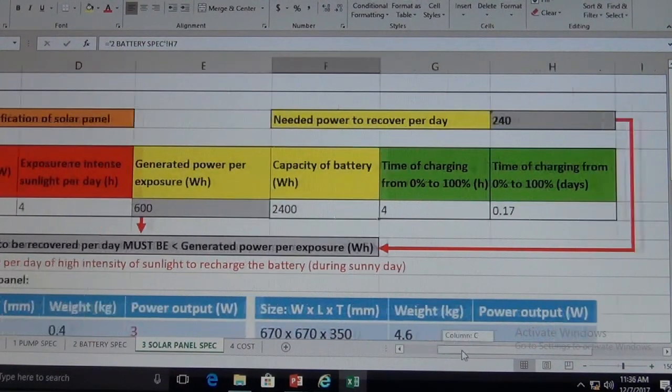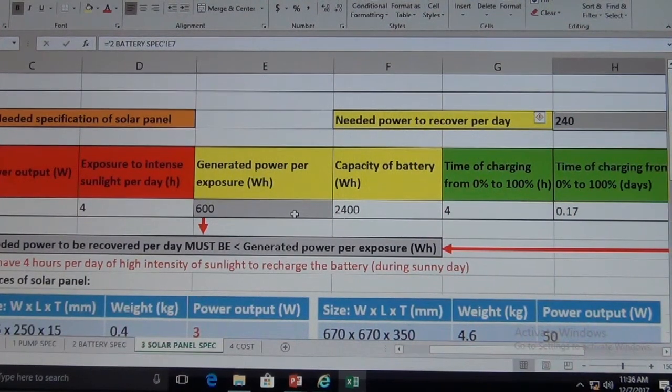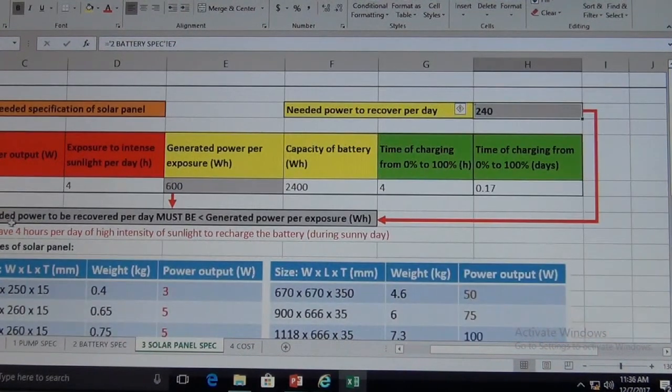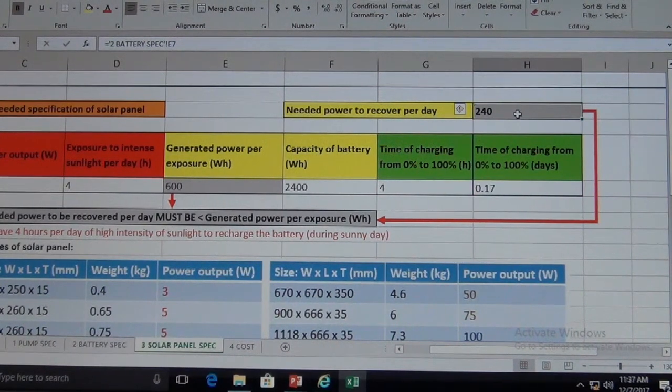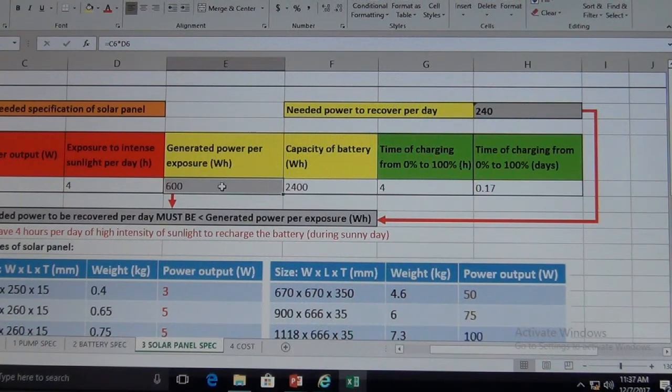So now we need to compare the gray field. Generated power per exposure 600. Needed power to recover per day 240. Do these values meet the requirement? Yes, because the needed power to be recovered per day must be smaller than the generated power per exposure. This one is smaller than this one. This is good. We generate exceeding the expectation.